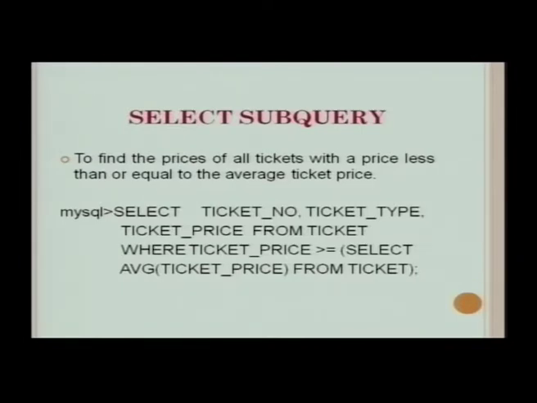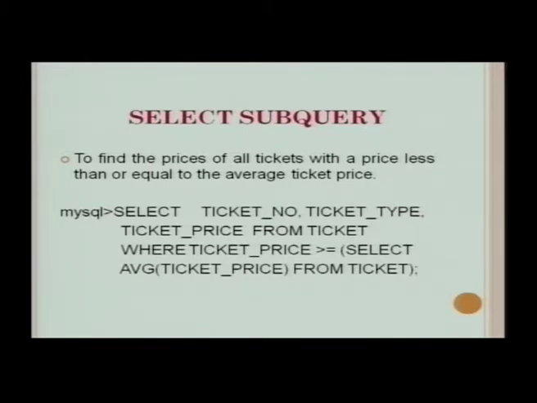To find the prices of all tickets with a price less than or equal to the average ticket price, first of all what we have to find out is the average ticket price. This average ticket price from the ticket table needs to be found, and then a checking condition is placed over there.